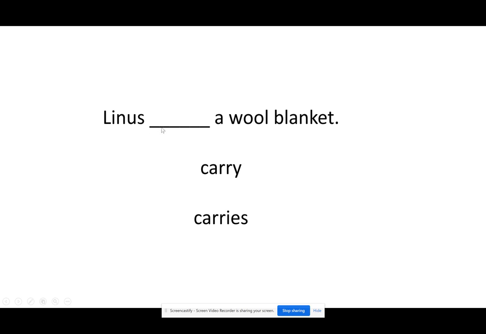Okay, Linus blank, a wool blanket. Okay, we have singular, one person. Does Linus carry a wool blanket or Linus carries a wool blanket? Since it's one, we need carries. Linus carries. Notice our verb is going to end in the S.